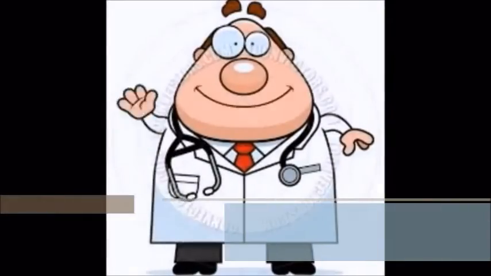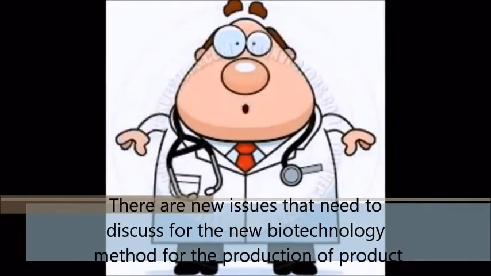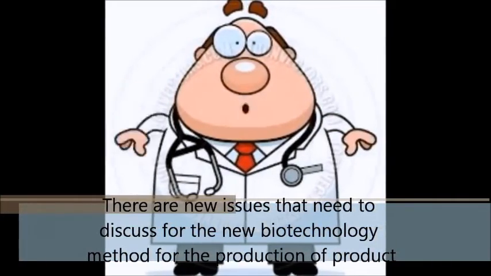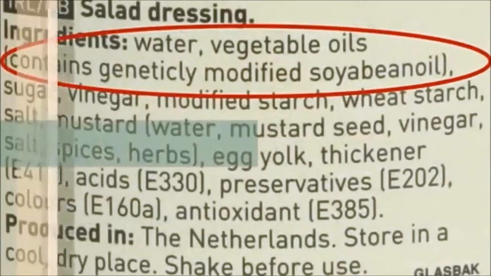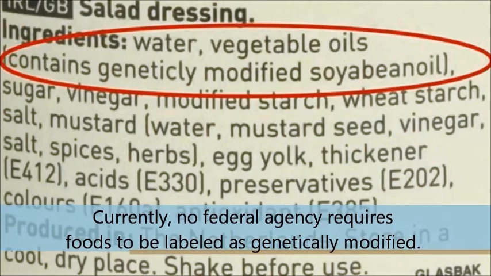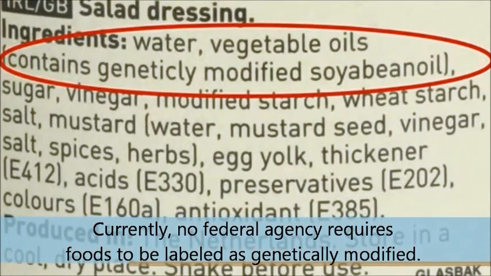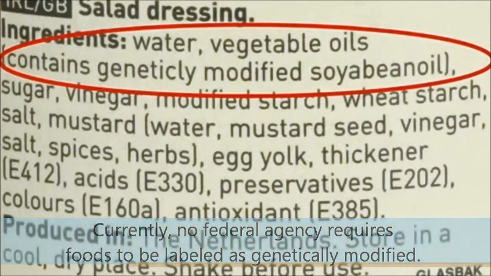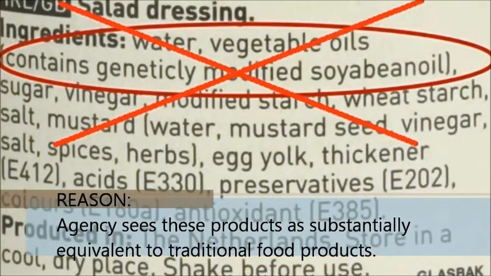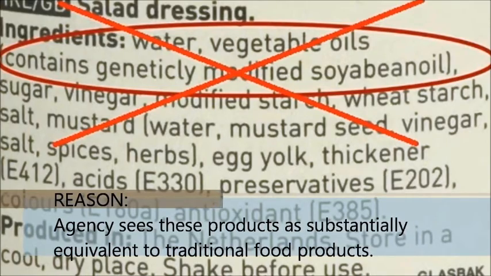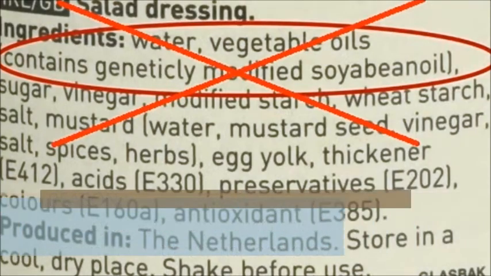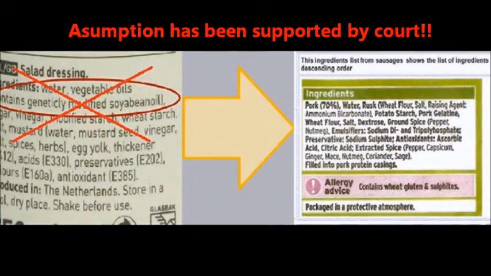Okay, there are a few issues that need to be discussed for the new biotechnology method for the production of products. The first one is about the labeling issue. Currently, no federal agency requires food to be labeled as genetically modified. One reason is because the agency sees these products as substantially equivalent to traditional food products. This assumption has been supported by courts.